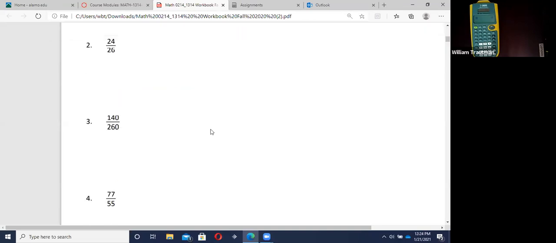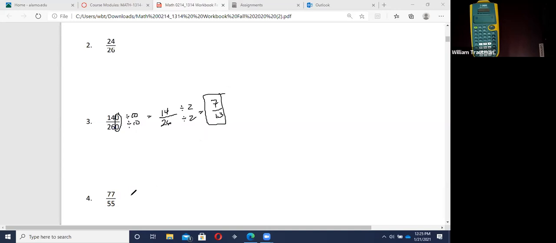All right, 140 over 260 when you put this in the calculator. By the way, you can reduce it more than once. I noticed that these both divide by 10. 140 divided by 10 is 14 because they both end in 0. 260 divided by 10 is 26. And then I noticed they both divide by 2. You got to divide the top and bottom by the same number, and you get 7 over 13. So 140 over 260, when you put that in your calculator, you should get 7 over 13.